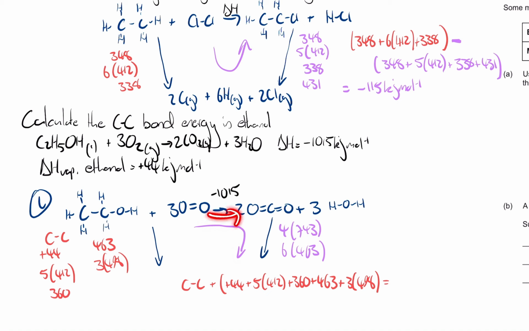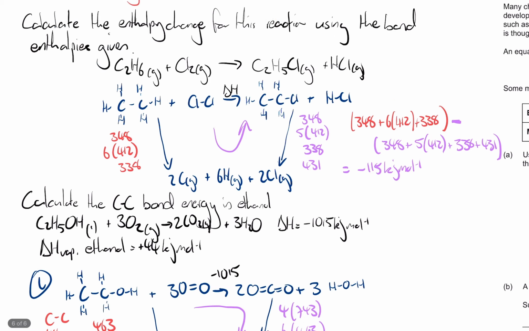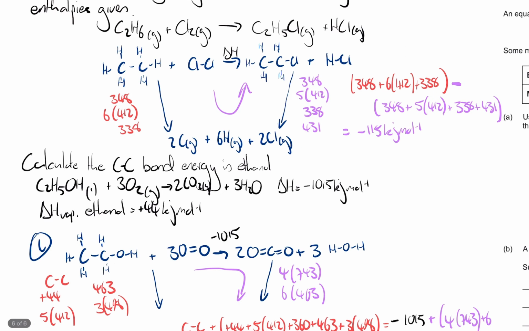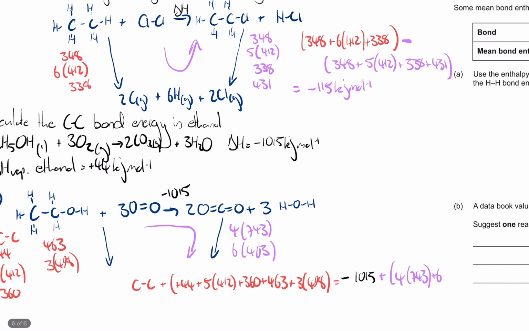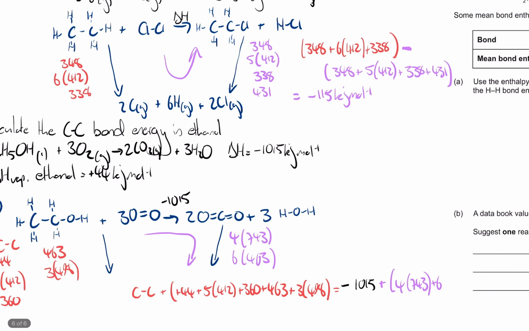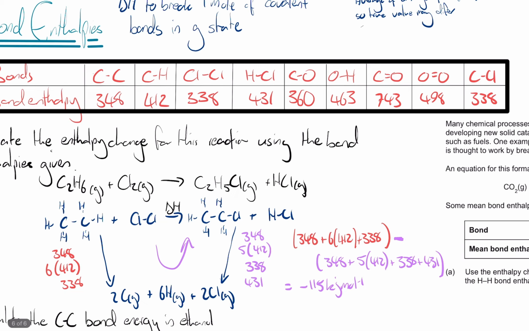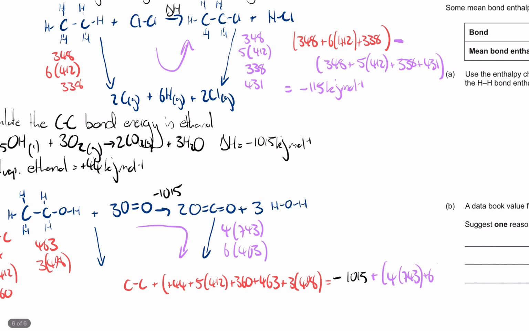So initially we're going with the arrow here. So minus 1015. Here we're still going with the arrow. So plus 4 lots of 743. Plus 6 lots. Cool, I've copied that badly. What was C double bond O? 743. No, sorry, of OH. 463.